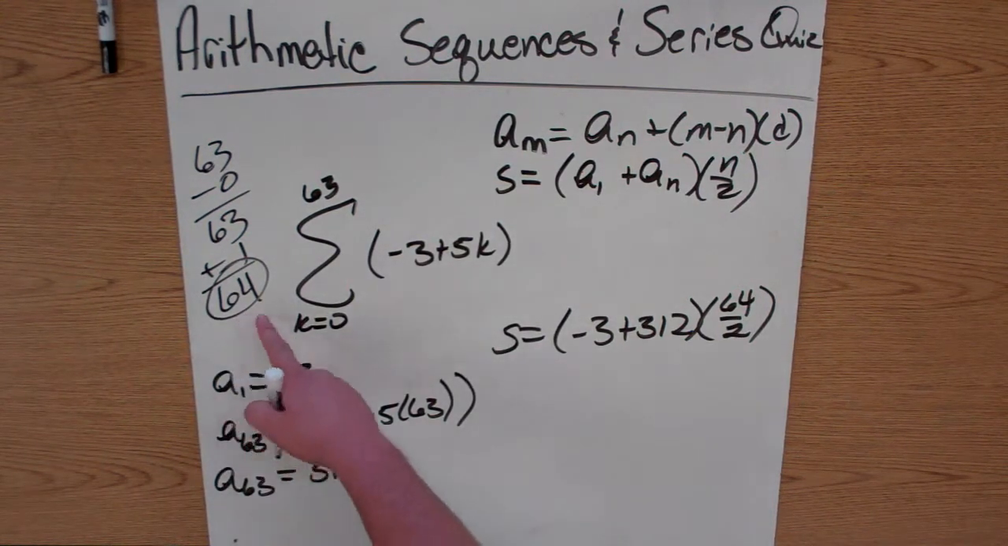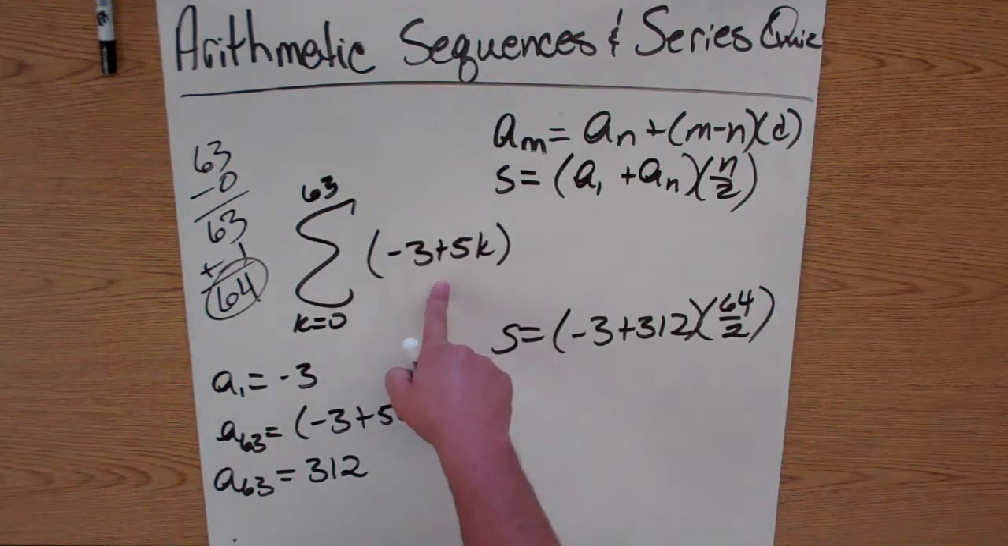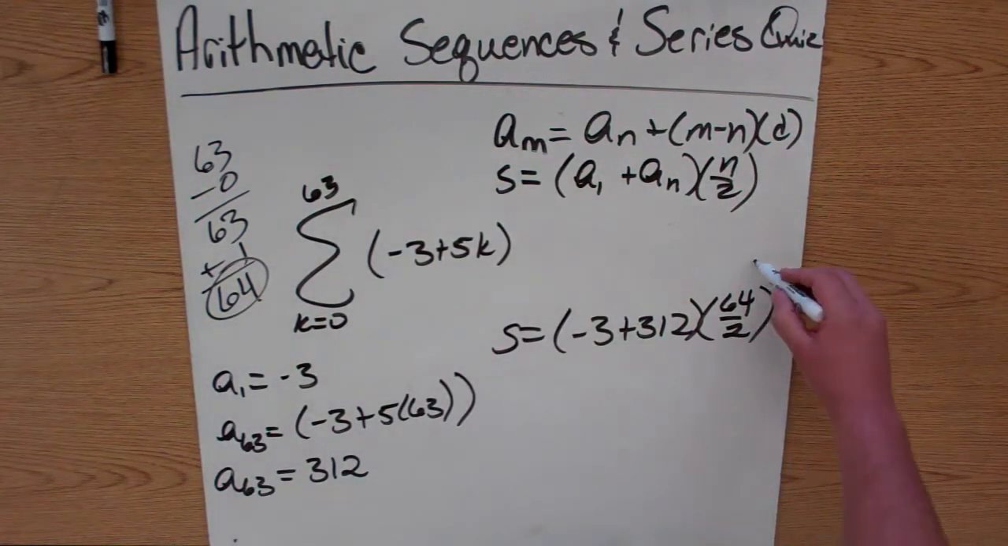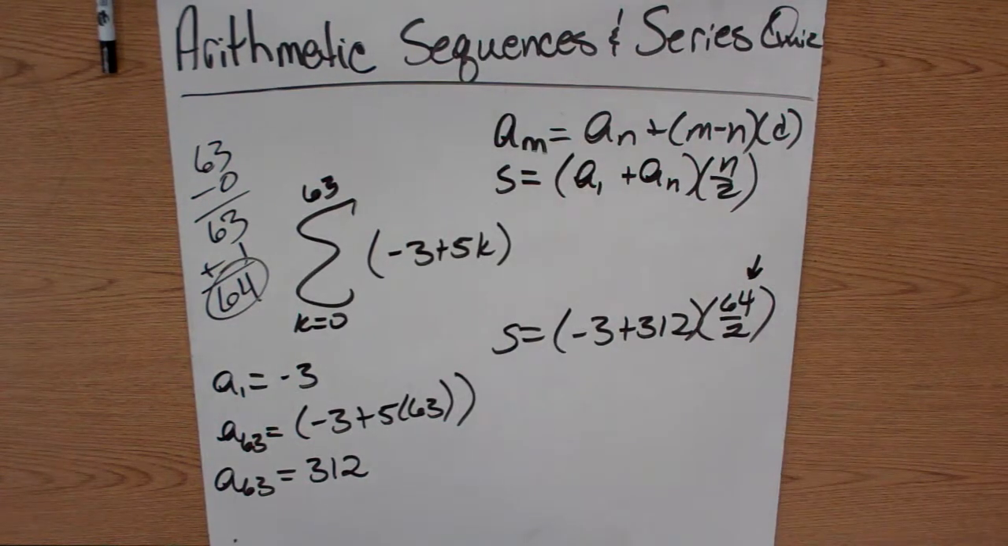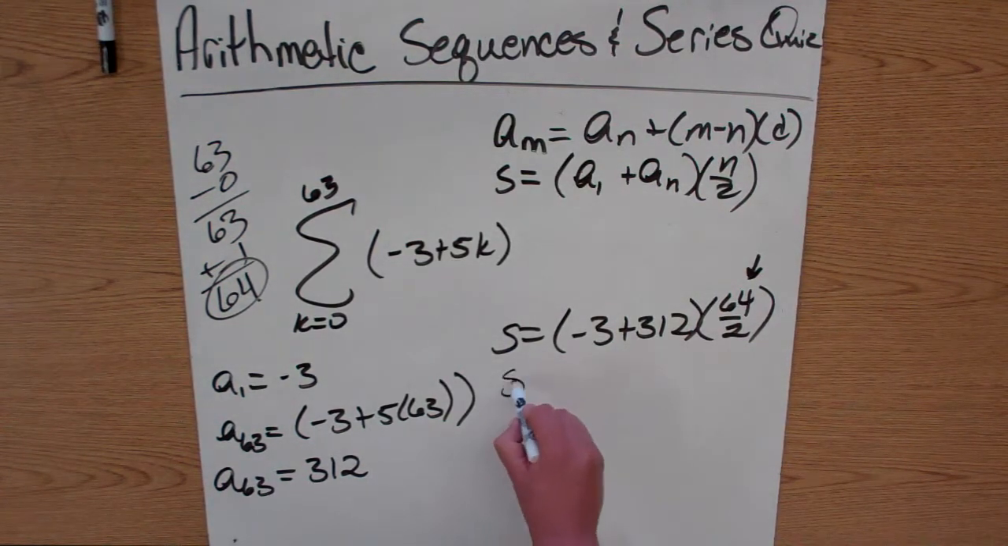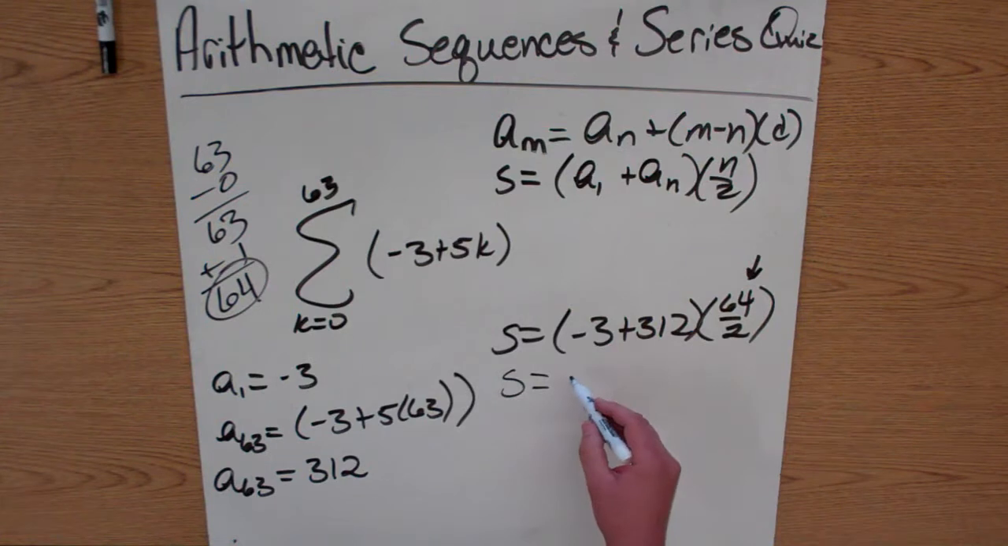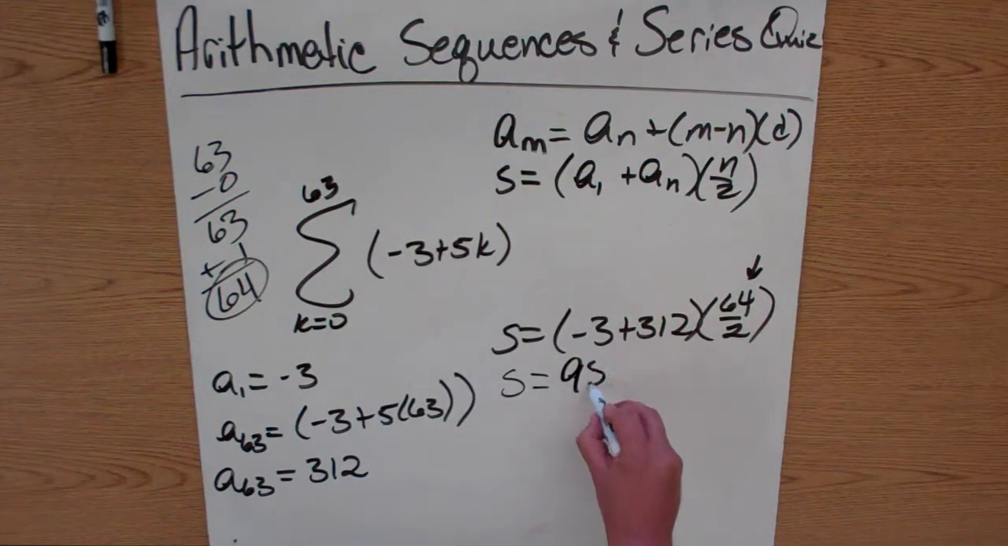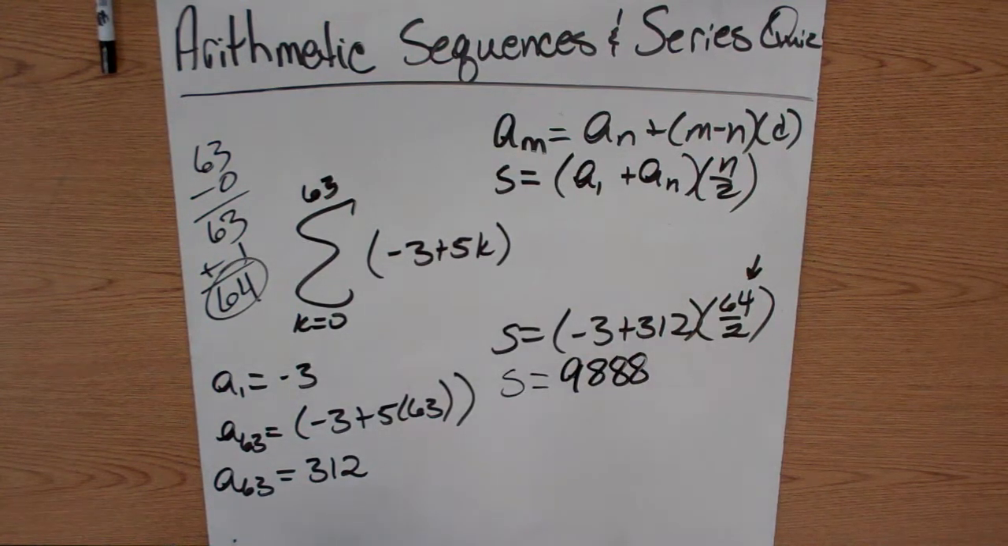Now this 64 is not getting plugged into here. The only place the 64 is going is above the 2. All right. So S equals, when you do out all the math, you get 9,888. All right. Like I said, that works just like the previous one.